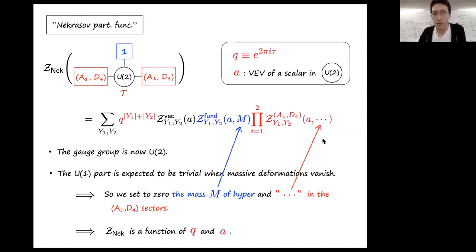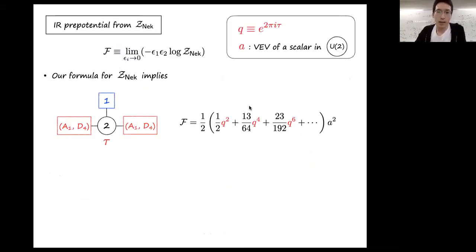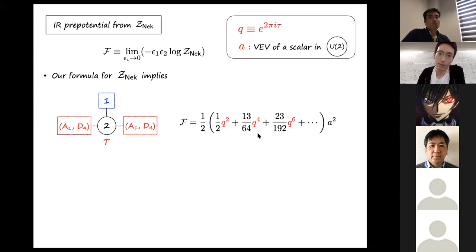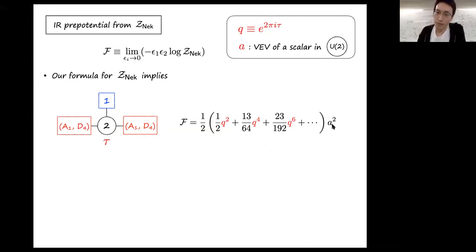Then this partition function is going to be a function of Q, which is this, and A, which is a VEV of a scalar in this Lagrangian part. So this formula reduces to a function of Q and A. And let me show you the result of our formula. As I briefly commented at the beginning, I'm going to take the classical limit of the Nekrasov partition function. So I'm going to take the log of the Nekrasov partition function in the classical limit. This is the prepotential of this theory. And using our formula for Z Nek, we get this formula for the prepotential of this theory. Tau is a UV coupling, Q is the exponential of tau, and A is a VEV of scalars.